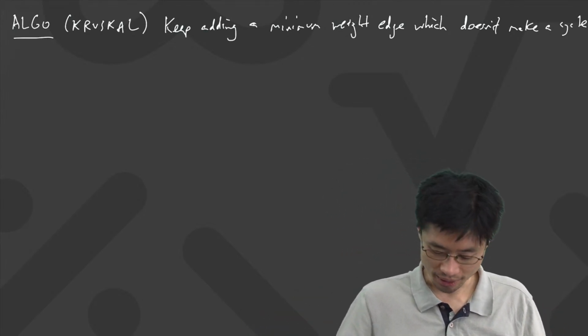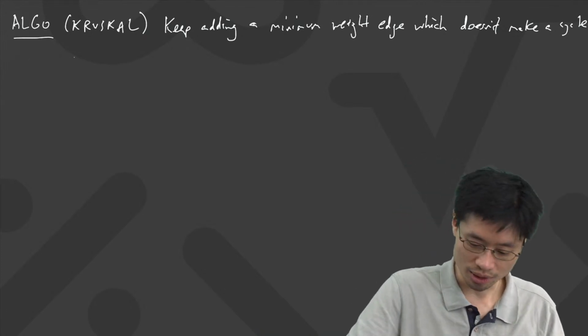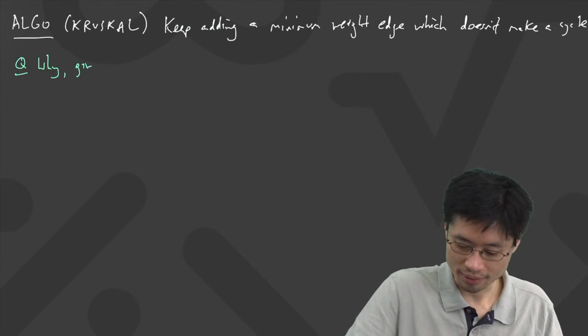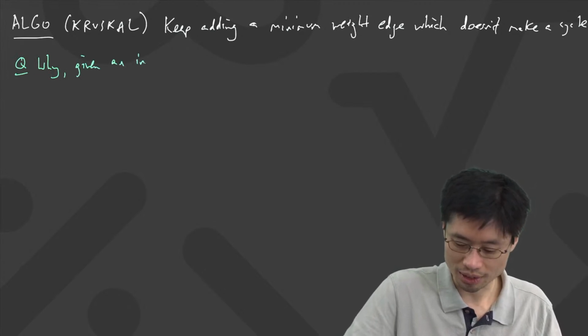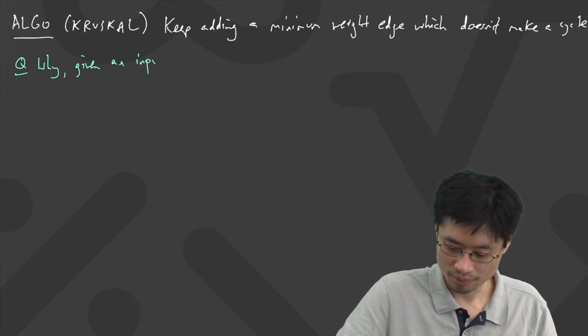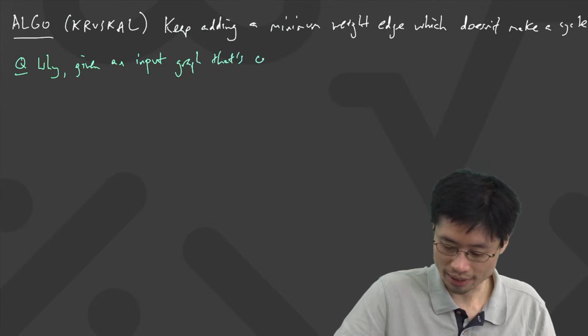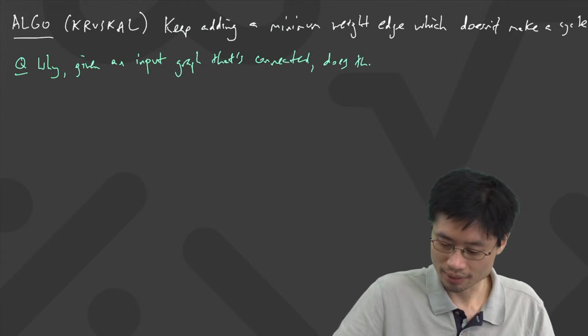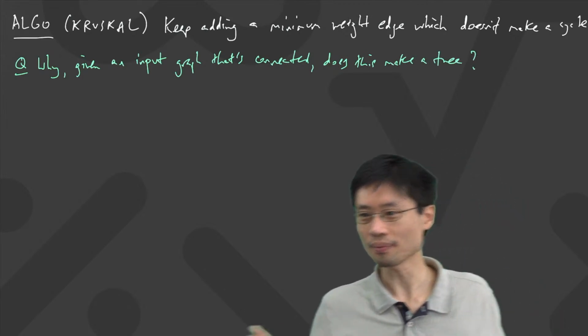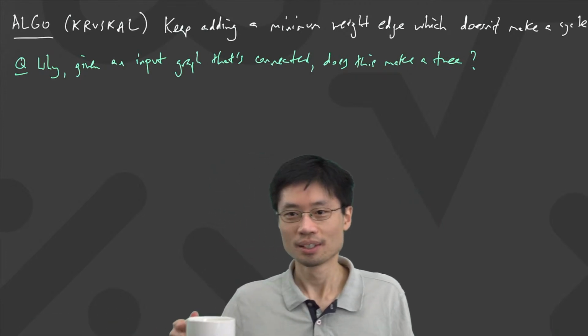So we need to say, here's a question. Given an input graph, which is connected, does this make a tree? Aha, we have some people. Issei.